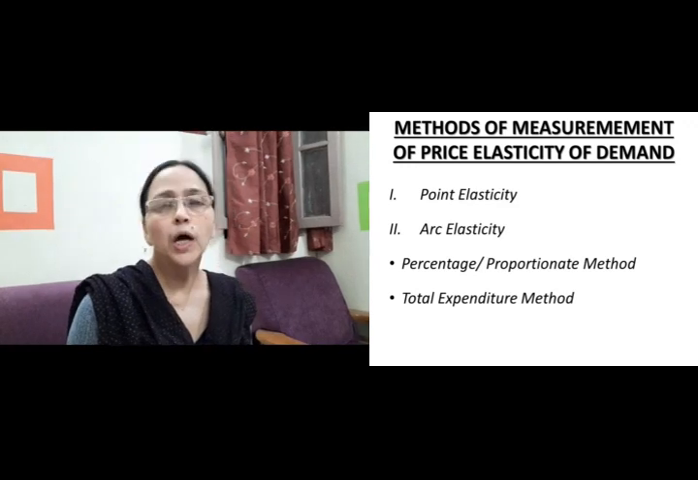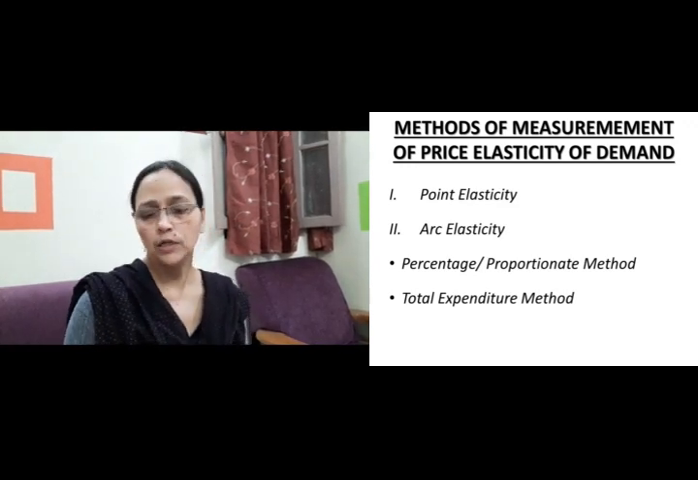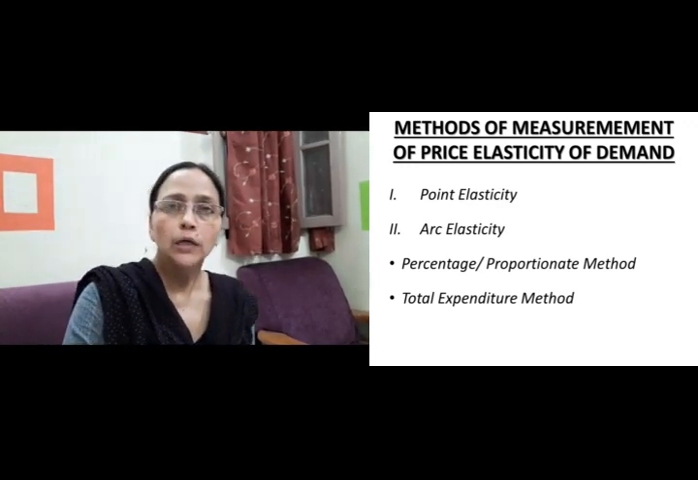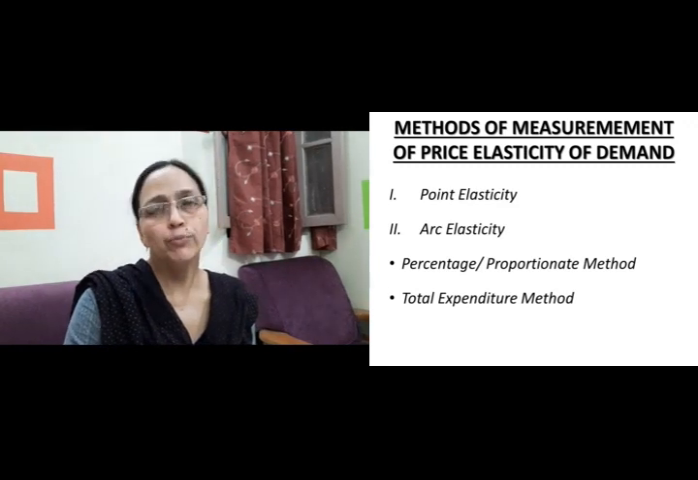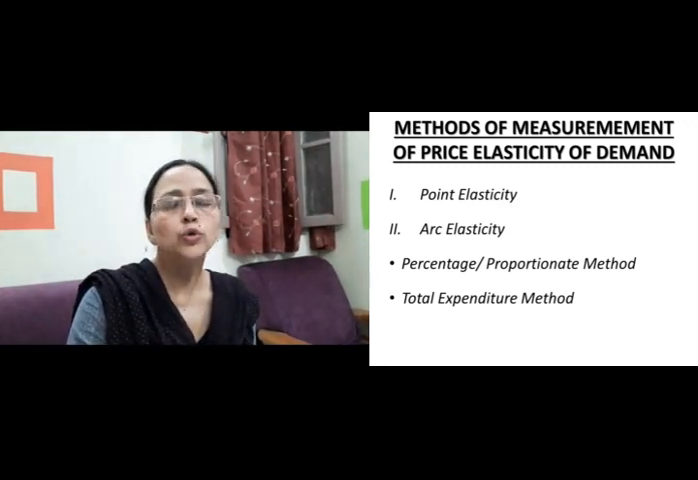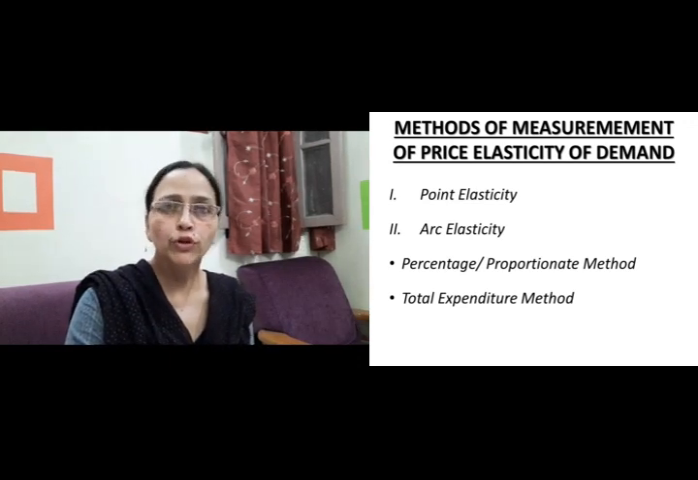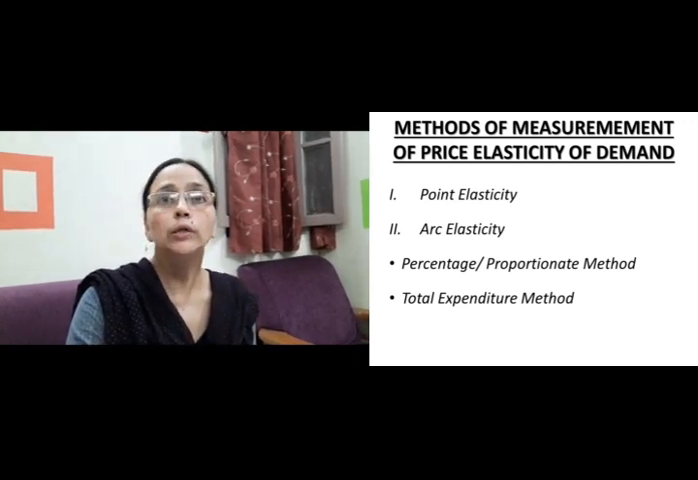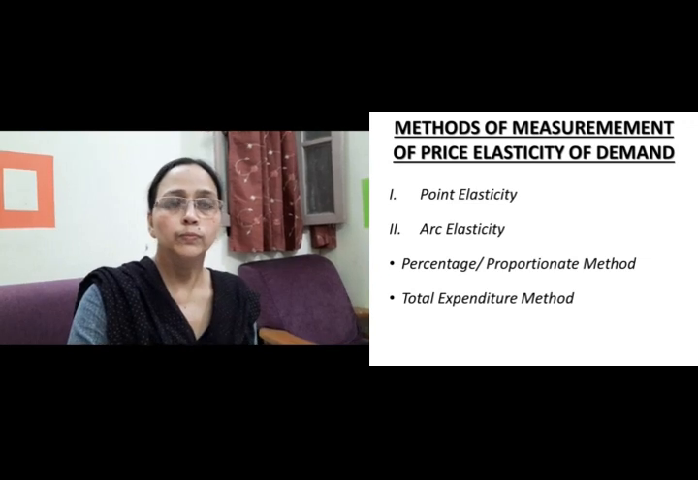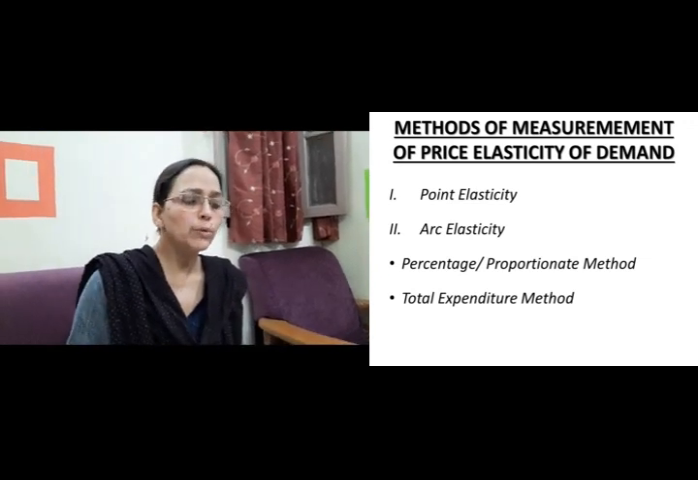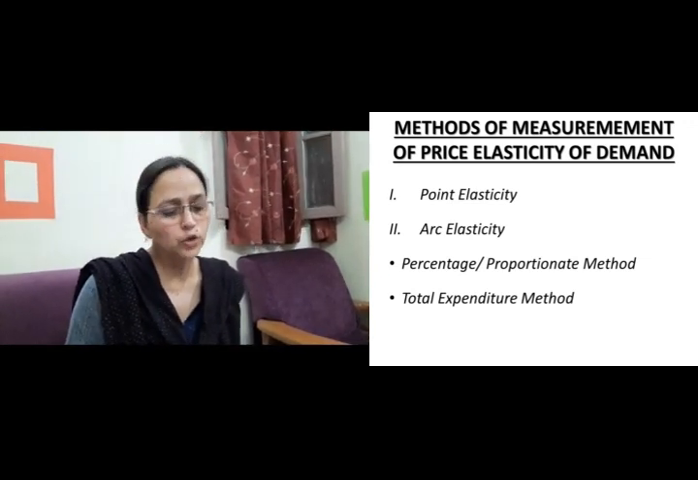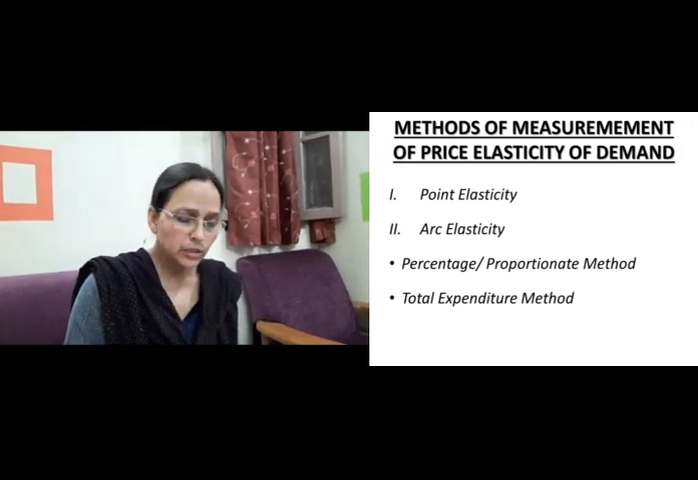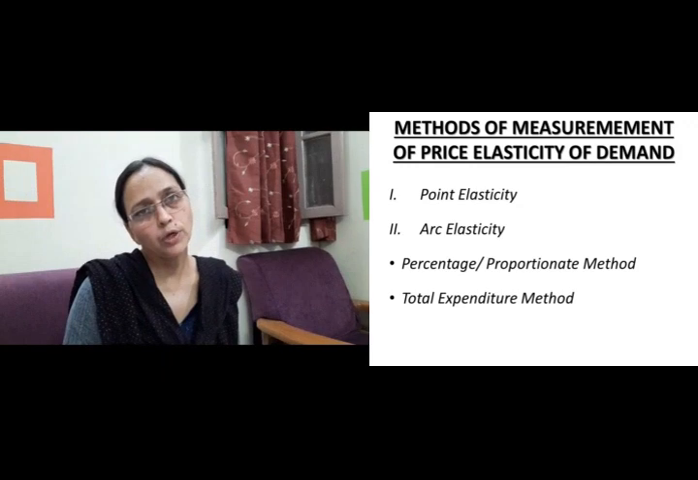For this we are given a formula, right? The formula you can use to solve numericals. I'll be showing you the formula on the board, and then you can send your problems for the numerical on the group, right? Alright, so the formula for the percentage or proportionate method you will be seeing in the slide, but it says that EP is equal to delta Q upon delta P into P upon Q.